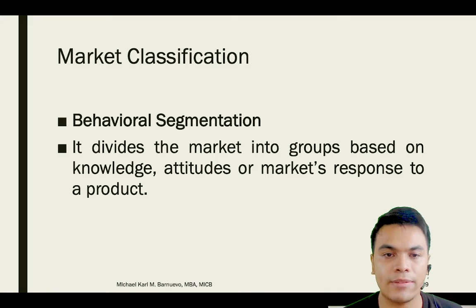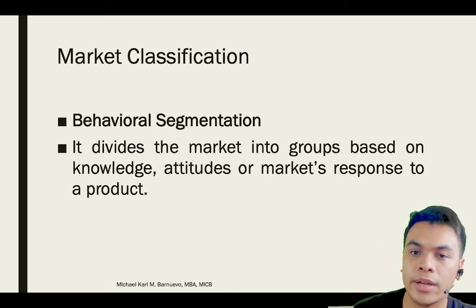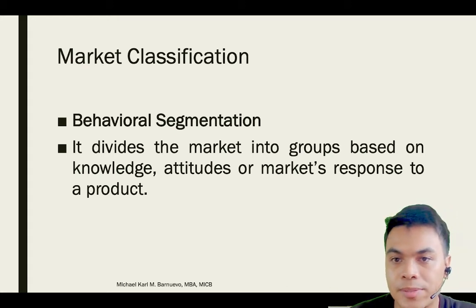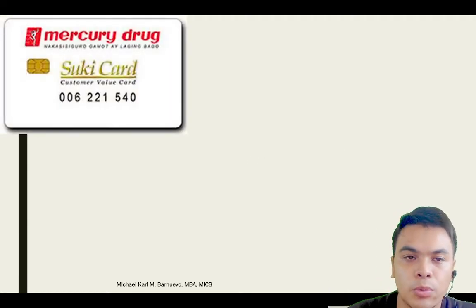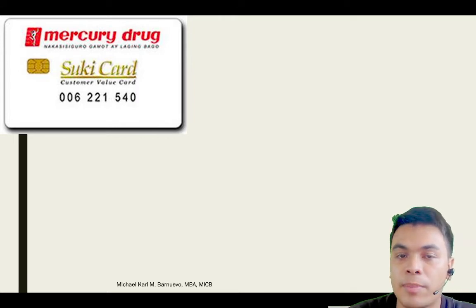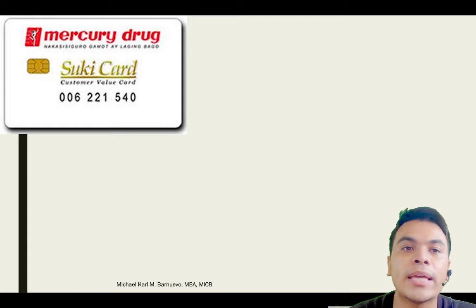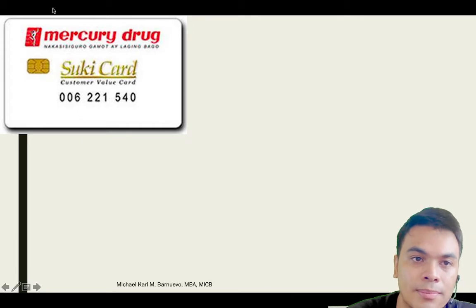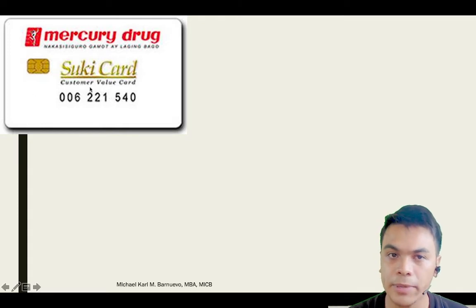And the last, we have the behavioral segmentation. It divides the market into groups based on the market's knowledge, attitudes, or response to a product. This is now on the response to a product. So examples are, what would be our response to promotional items such as the Suki card? Once you build points, you will be getting a free item. So our response to that product is we will buy more from this business. That is now your behavioral. Our response to the product.